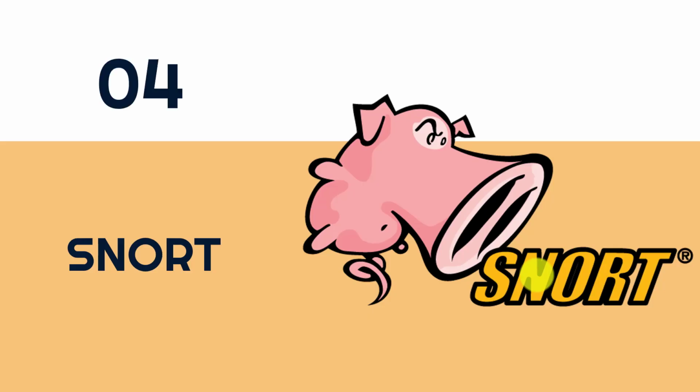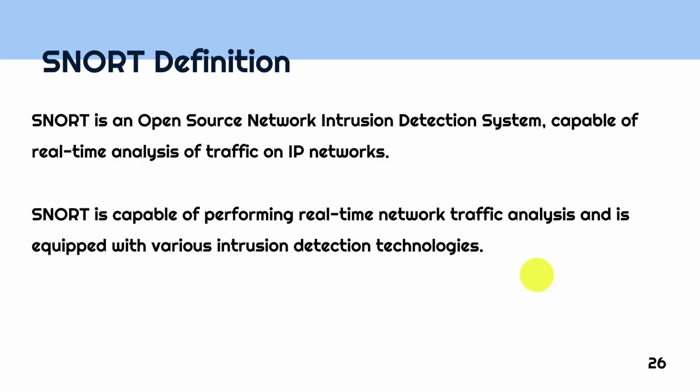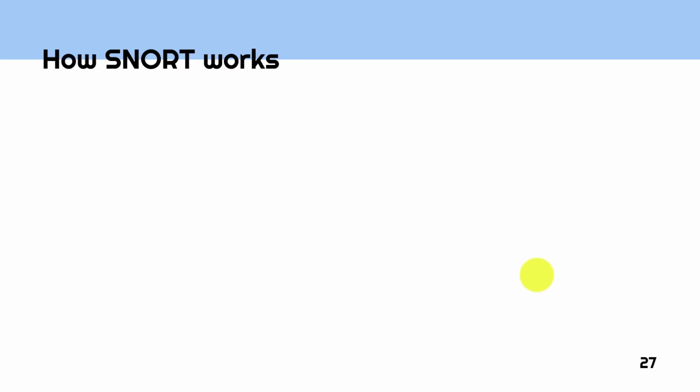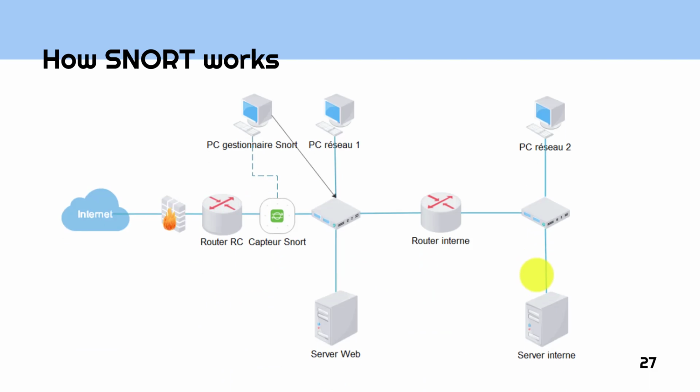Now we see Snort. Snort is an open source network intrusion detection system capable of real-time analysis of traffic on IP networks. Snort is capable of performing real-time network traffic analysis and is equipped with various intrusion detection technologies. Now we see how Snort works.